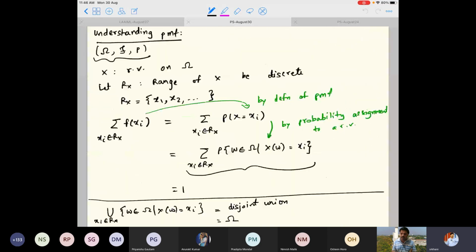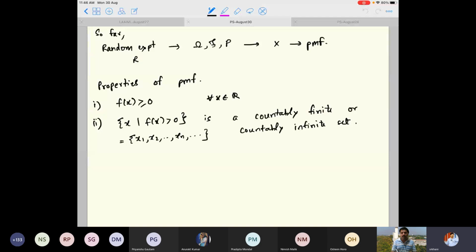So what is the modification that I have done? I'm saying f(x) is greater than 0. This is the place where I have modified the definition. And what is the third condition? The third property is that the summation of f(xi), taken over all xi in this set, which I will call Rx, is equal to 1. So these are the three properties of the PMF, and we will call them the defining properties of a PMF.